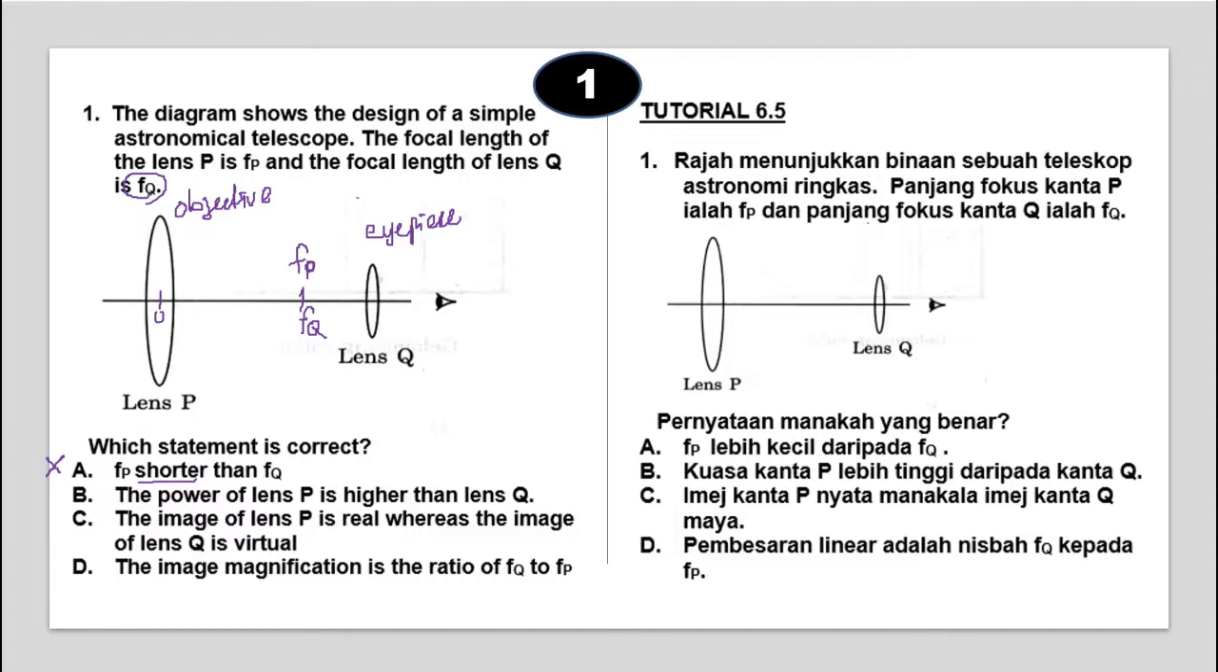Second, the power of lens P is higher than lens Q. How to determine the power? You have the formula P equal to 1 over F, and the value of F must be changed to meters. But since the focal length is longer for lens P, it should have a smaller or lower power. So this is not the answer. It should be lower power. So B is out.